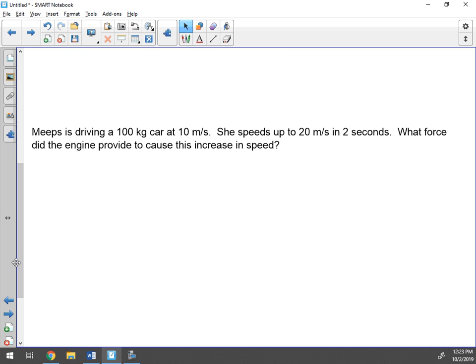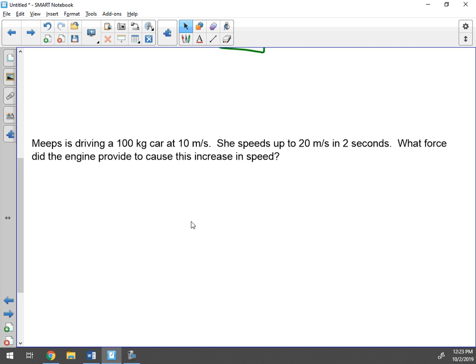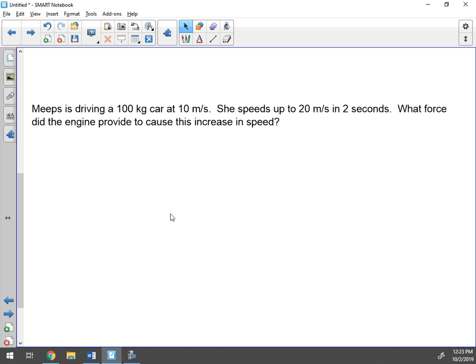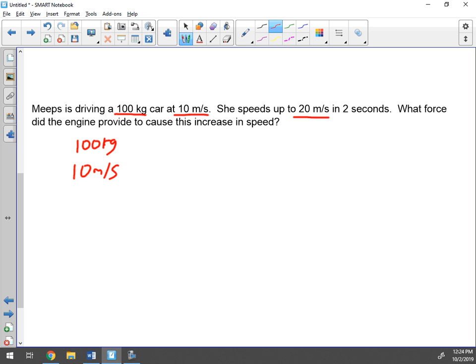For this one, we have a car that is driving. So we're going to do the same thing. We're going to identify what we know. We have 100 kilograms, 10 meters per second, 20 meters per second, 2 seconds. I'm trying to find what force. So F equals question mark.